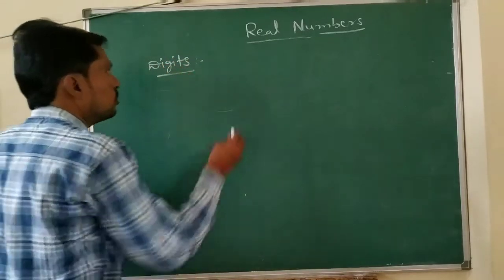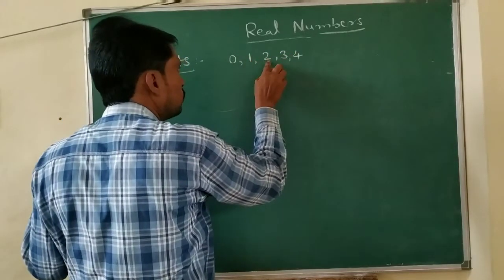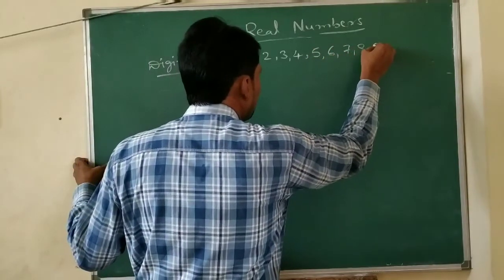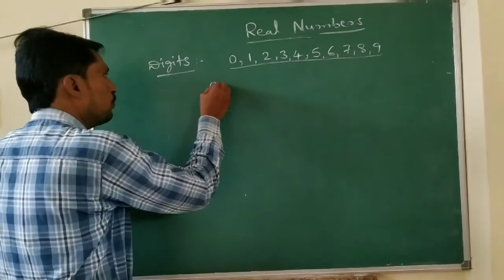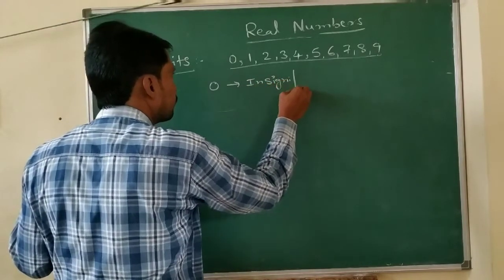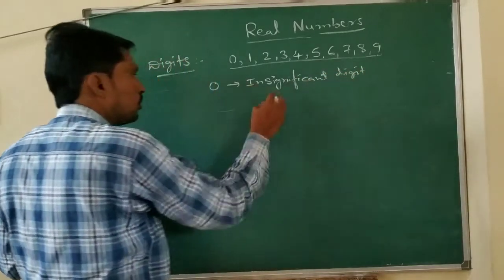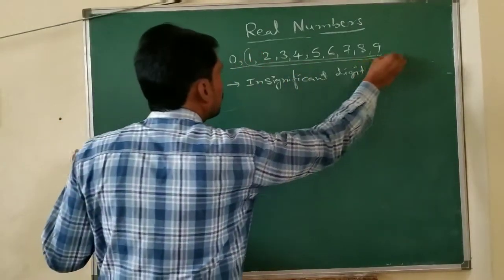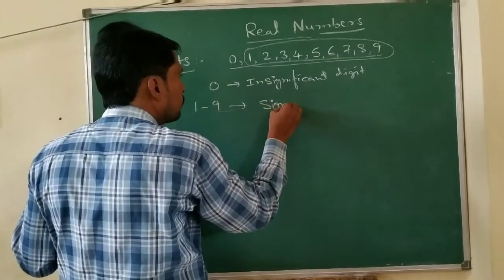What are digits? 0 to 9 are called digits: 0, 1, 2, 3, 4, 5, 6, 7, 8, 9. Here 0 we can call the insignificant digit. The remaining ones, 1 to 9, are called significant digits.